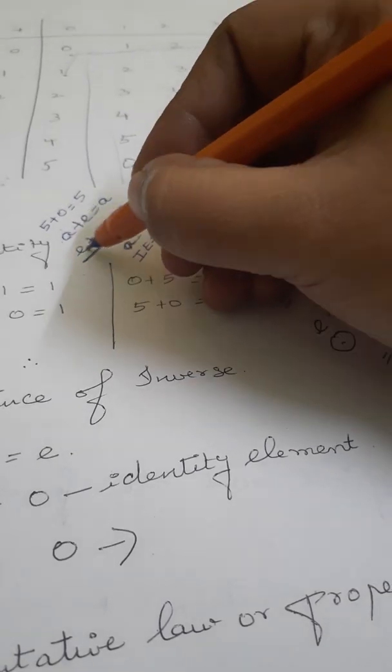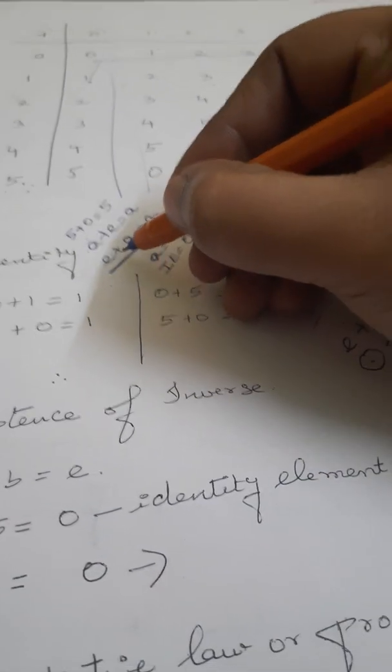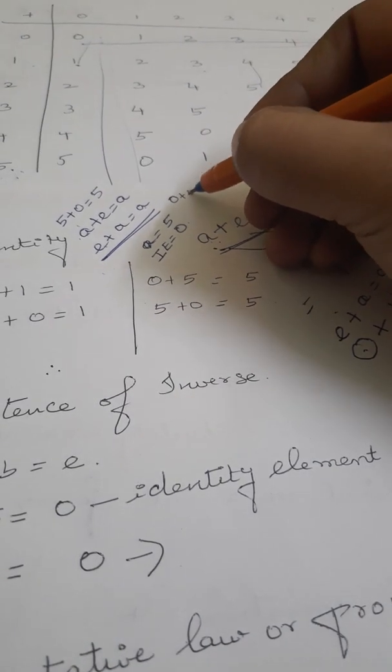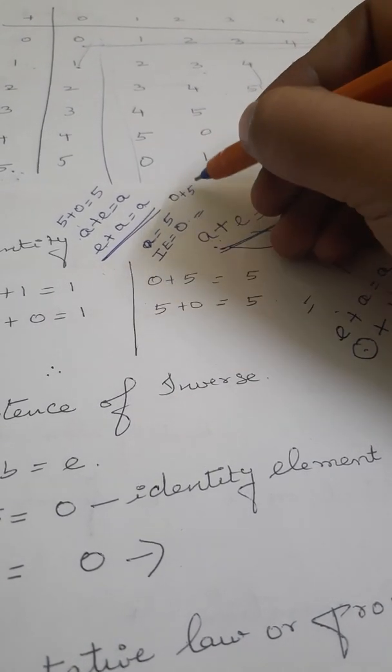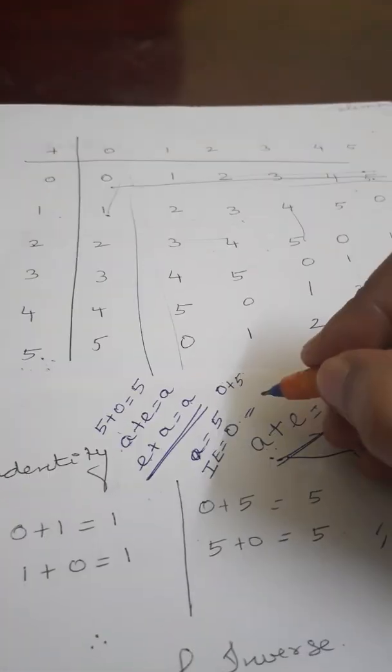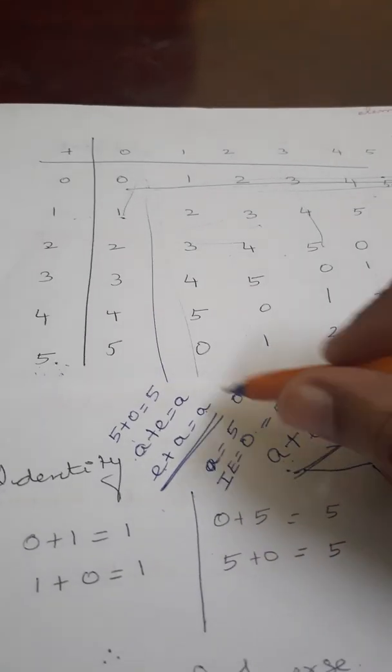Okay, next E plus A. E is my identity element. For addition, the identity element is what? 0 plus A is 5. So 0 plus 5. So here in the table, 0 plus 5. See, 5 is 5. Okay, so here LHS is equal to RHS. So I can say it satisfies the identity property.